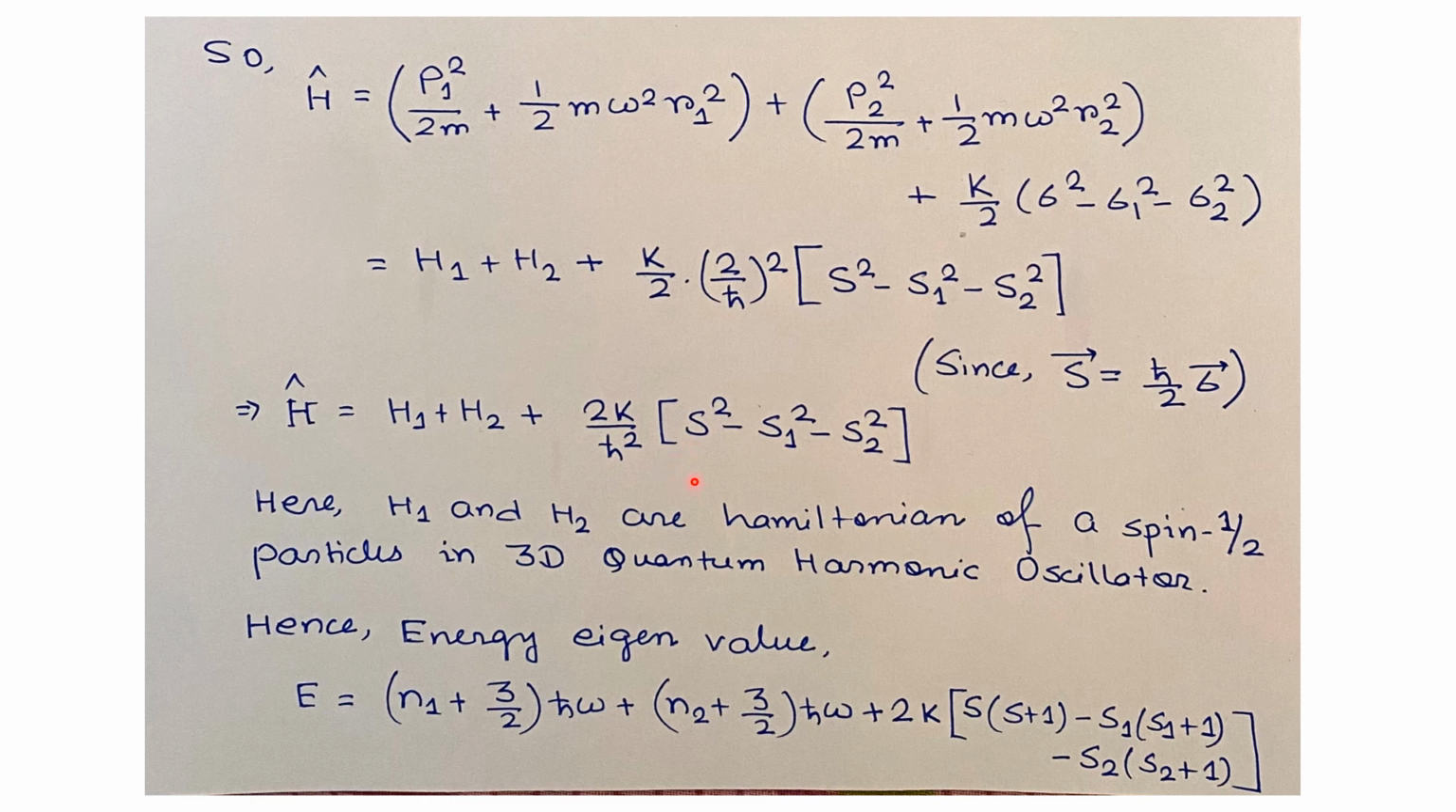So for that h cut square, that will be cancelled out with this h cut square in the denominator, and that's why we are getting this term. And the first two terms in this energy eigenvalue are basically the energy for the three-dimensional quantum harmonic oscillator. Here N1 consists of three principal quantum numbers, that is nx plus ny plus nz. So we are denoting for the first particle, that is nx1 plus ny1 plus nz1, as N1, and similarly for the second particle, that is N2.